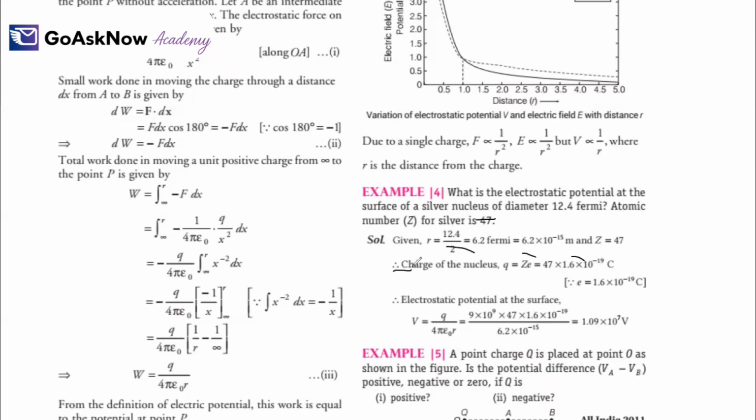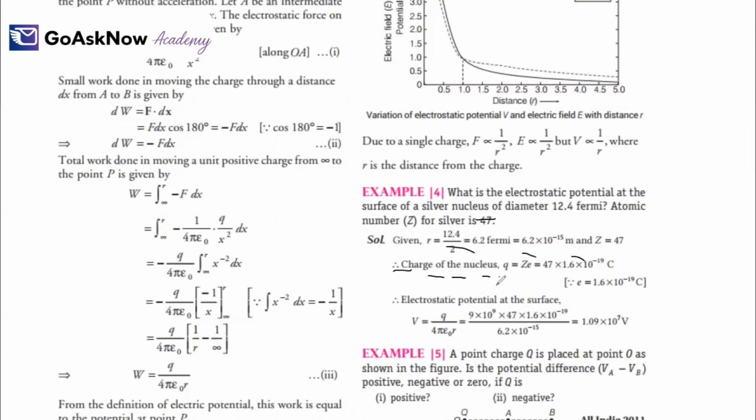So the charge of the nucleus will be equal to what? It will be Q equal to ZE, that is, atomic number into the electronic charge. Because the nucleus has the total charge equal to what? Atomic number, that is the number of protons, into the electronic charge. This is 1.6 into 10 power minus 19.